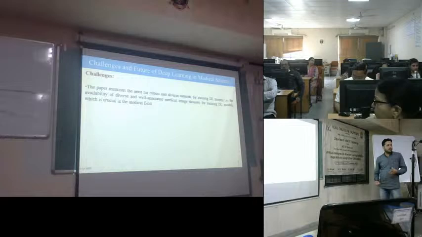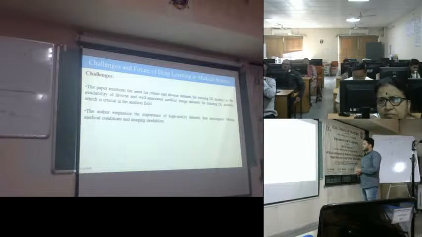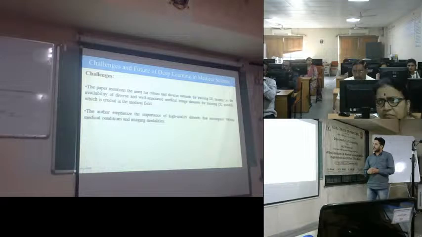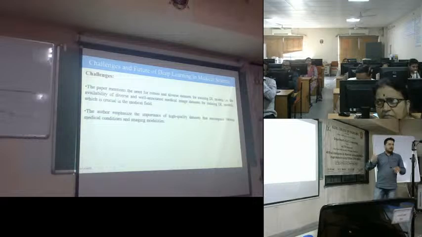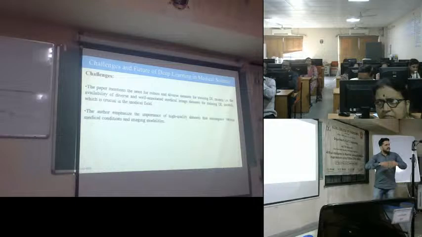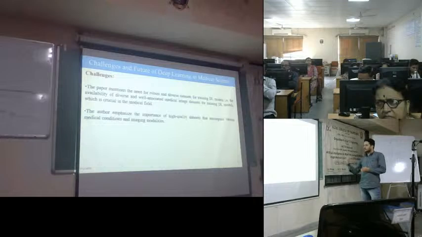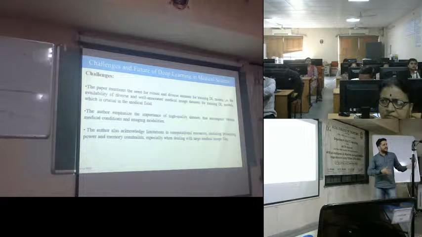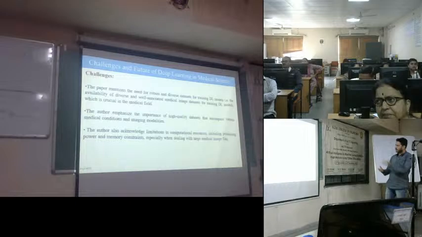Second, the author emphasized the importance of a high quality dataset that encompasses various medical conditions and image modalities. So the authors have suggested that in future you can go with different medical conditions. It may happen that cancer occurs because of some other parameters, not by only one parameter. Therefore, these multiple parameters need to be considered in the DL model. And different image modalities like CT scan and others can be used in combination, like X-ray and CT scan together, a fusion of these two images can be used for the application.